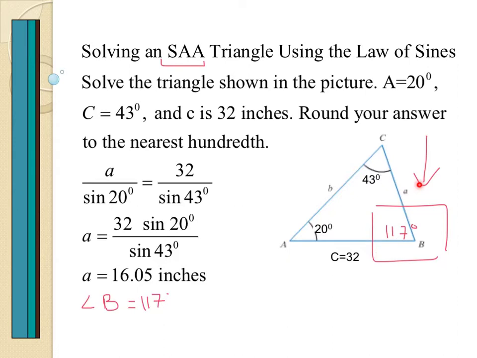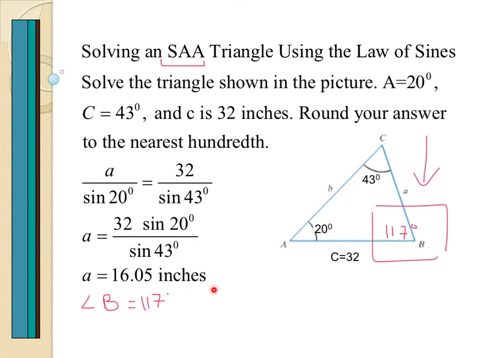So we're going to set up the law of sines. So I'm going to do little a over sine 20, and you always set it up equal to a complete proportion. So notice that this ratio is complete. I have side C and I have angle C. So 32 over sine 43. Now cross multiply, move that over. Put this into your calculator, you're going to get 16.05.